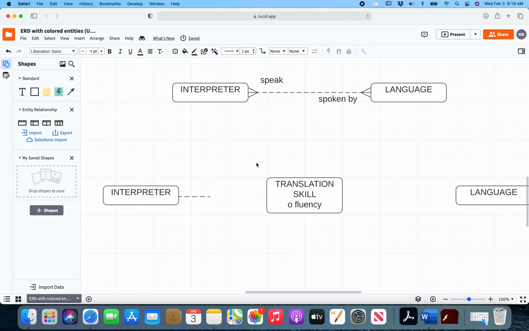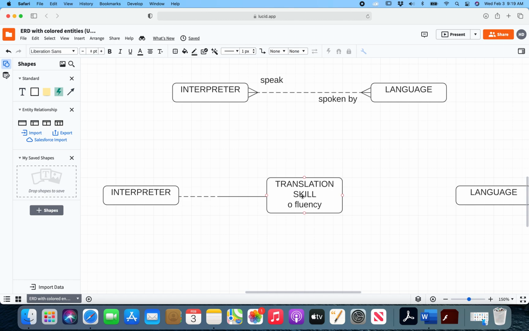Now, going from translation skill to interpreter, if there's a language listed with translation skill, then we need to know what interpreter has that translation skill for that language. So this is a must optionality. So we're going to use a solid line because we have to know which interpreter has that skill.